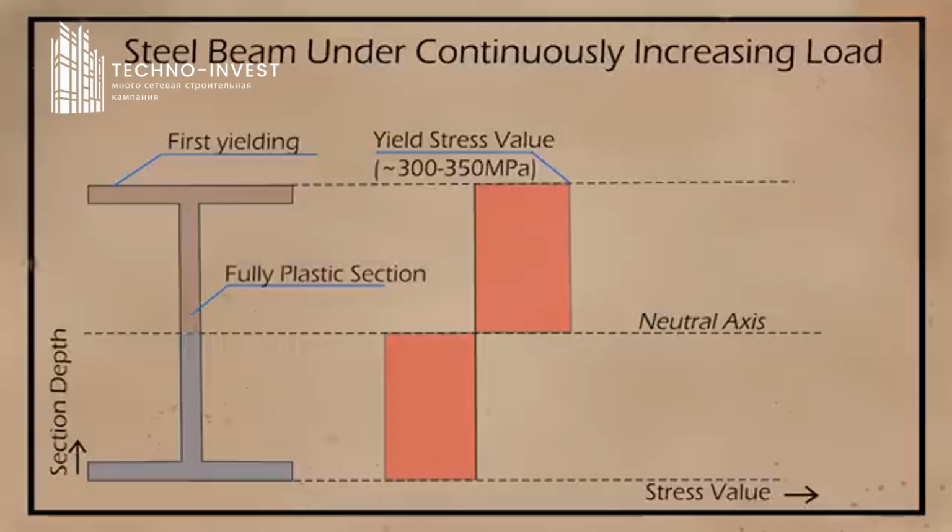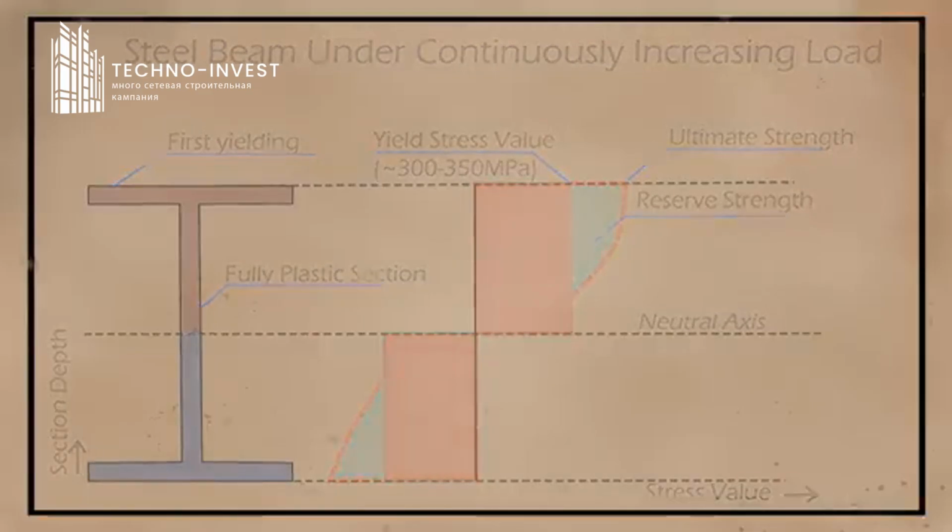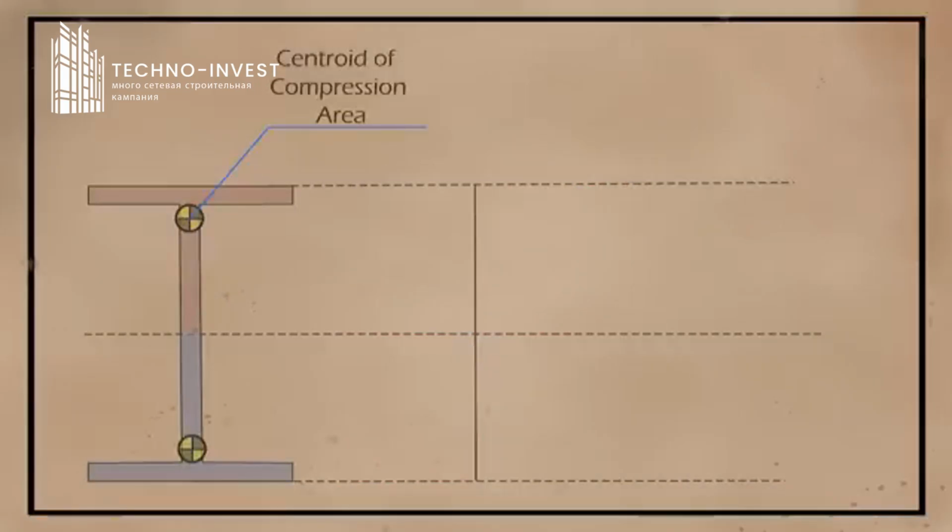This is the capacity that we use in design of steel members. But in reality, steel has additional reserve strength that we don't really rely on, where the stress profile looks something like the dashed red line. If we multiply the compressive area times the compression stress, we will end up with an equivalent compression force acting at the centroid of the area.